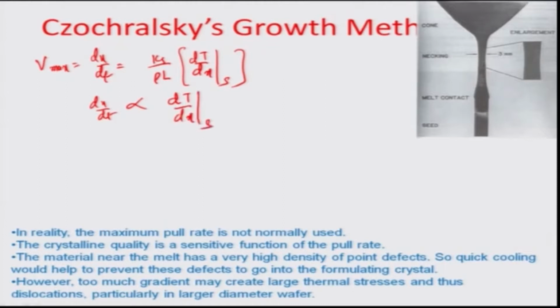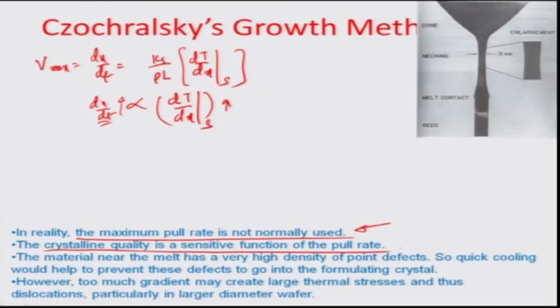meaning thereby that if I increase the temperature gradient in the zone of fusion to solid transition, obviously the more is this gradient, the more would be the pull rate, or in order for the optimum heat balance to take place, the pull out can be increased with the temperature gradient. But in reality, the maximum pull rate is really not the one which is used normally, and one of the reasons is the crystalline quality, which is a sensitive function of the pull rate.